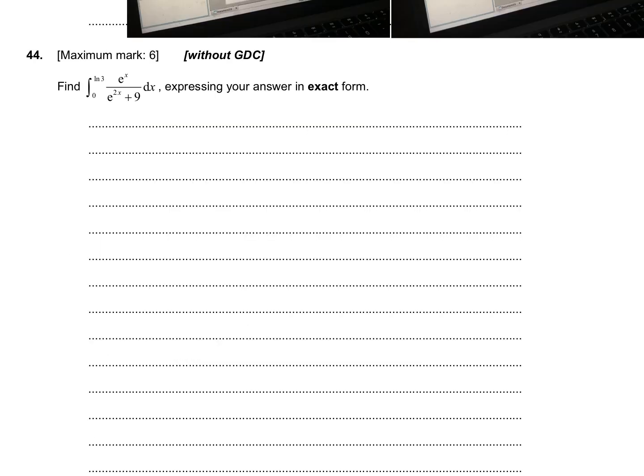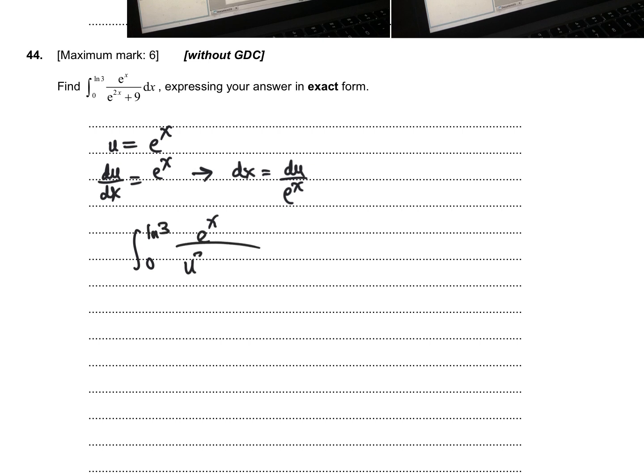Okay, so for this one we need exact form. So we've done one similar to this. So I remember we made u e to the x. So du dx is e to the x. So dx is du over e to the x. So we'll have 0 to natural log 3, but we leave this e to the x as e to the x. This is u squared plus 9, and du over e to the x. So those cancel. And now we have 1 over u squared plus 9 du.